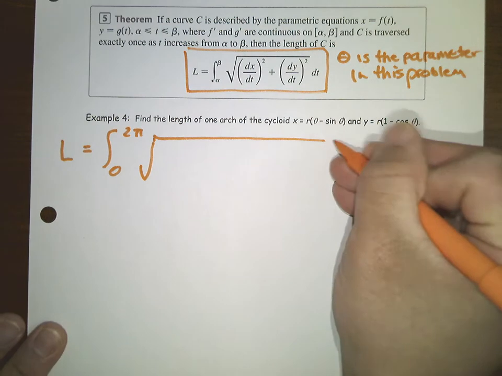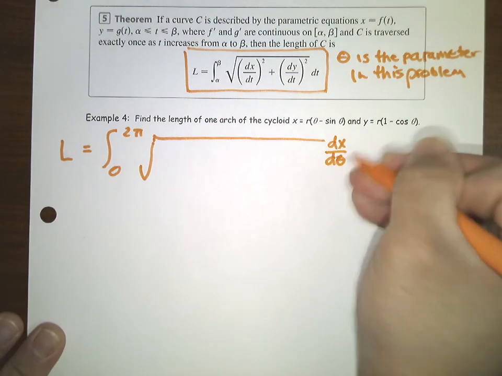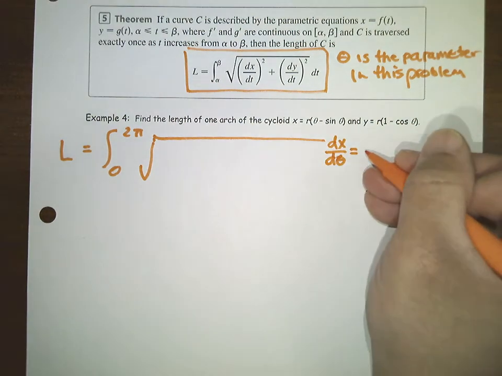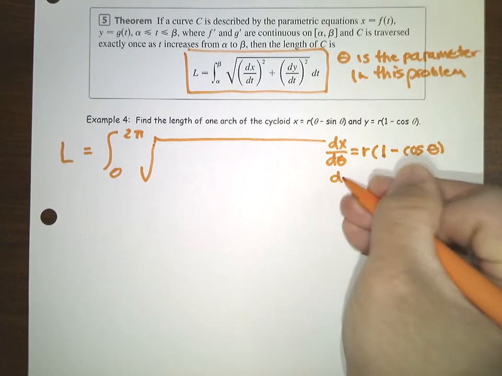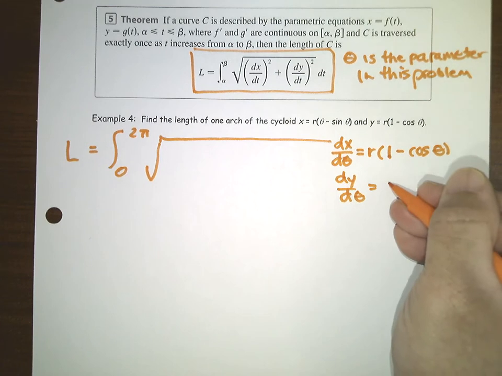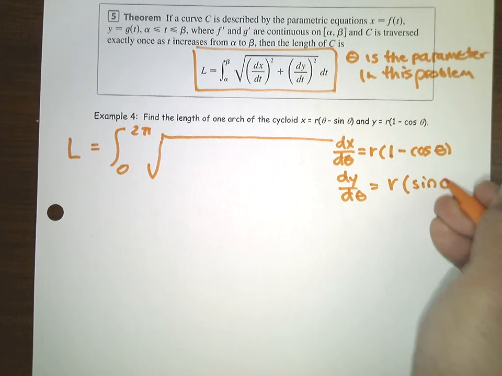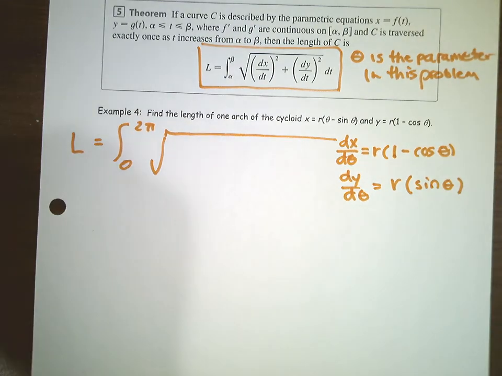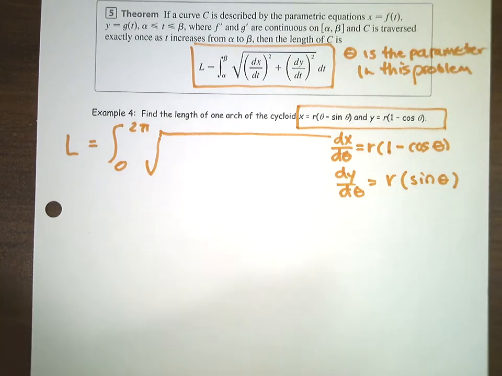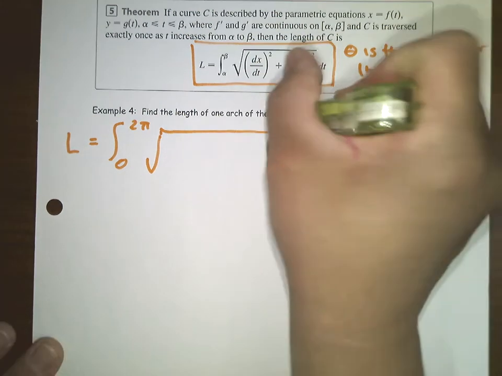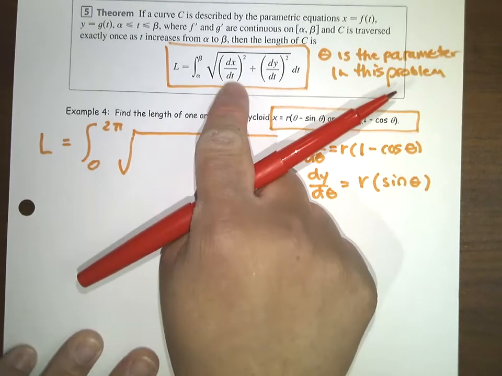So dx d theta is going to be r times 1 minus cosine of theta, and dy d theta is going to be r times sine of theta. Again, you know what x is and you know what y is, and I think that you are a responsible enough party that you can figure out what dx d theta and dy d theta are on your own. So now we have the square root of dx d theta squared.